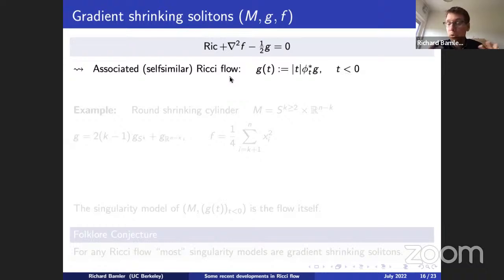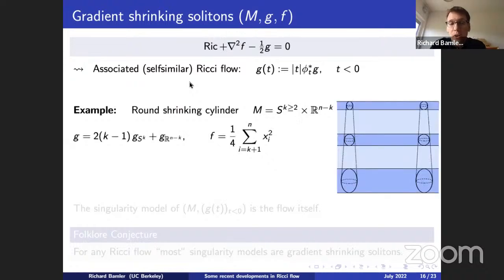So one example would be the round sphere. In this case, f would just be chosen to be constant. So this term goes away. And then the corresponding associated Ricci flow would just be the round shrinking sphere that becomes singular at time 0 and exists for all negative times.